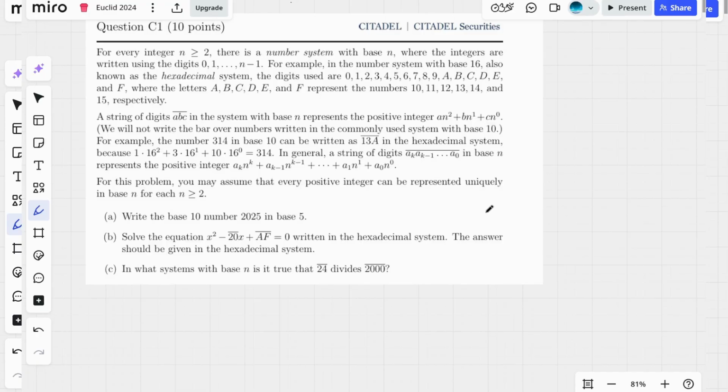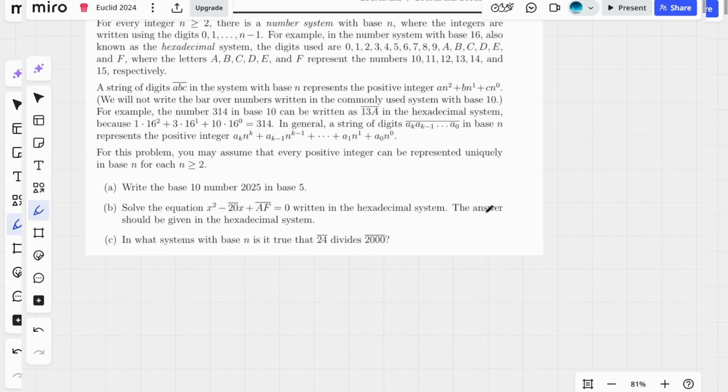So C1 says, for every integer n greater than or equal to 2, there is a number system with base n where the integers are written using the digits 0 to n minus 1. They give you an example, which is hexadecimal. A string of digits a, b, c in the system with base n represents the positive integer an squared plus bn plus c. Okay, I'm gonna skip all of this.